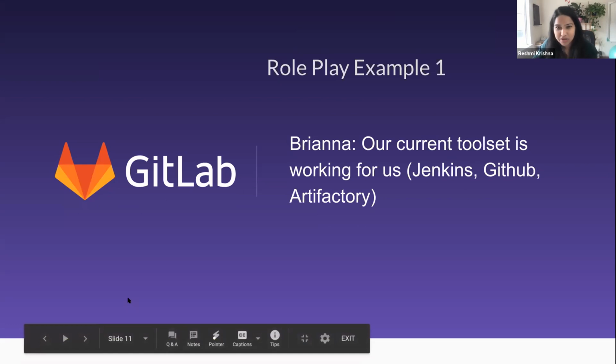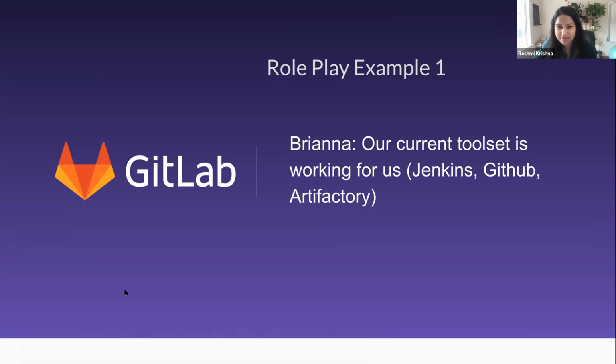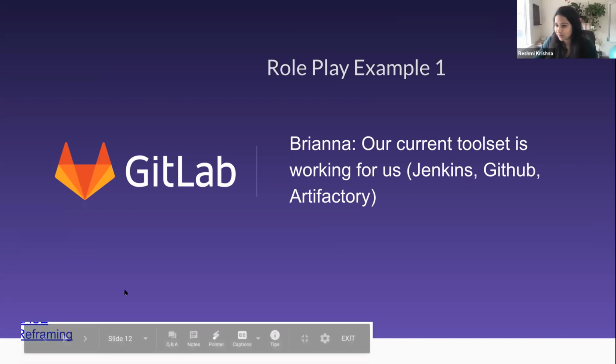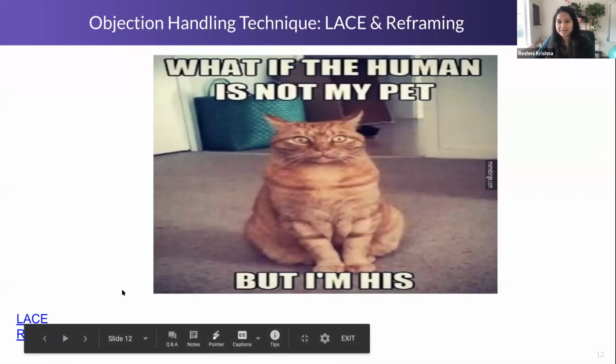So pause here. Does anybody want to guess what technique I used here? What was going on? Use LACE. Yes, absolutely. So let me go to my file. Yes, it was LACE along with reframing, right?